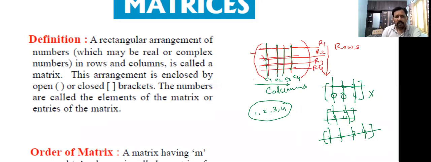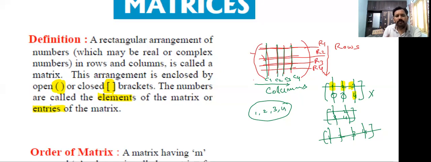So once again, listen. What is the definition of matrix? A rectangular arrangement of numbers, those numbers being either real numbers or complex numbers, in rows and columns is called a matrix. The arrangement is enclosed by an open bracket or a closed bracket. Any bracket you can take, no problem. In that matrix, we are filling the numbers. These numbers are called elements or entries of the matrix.